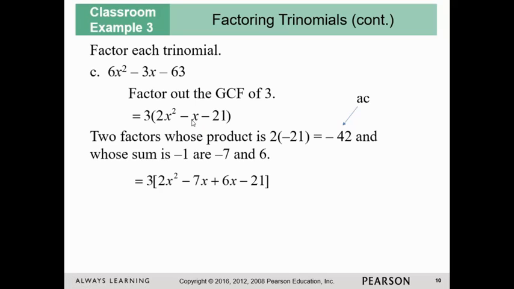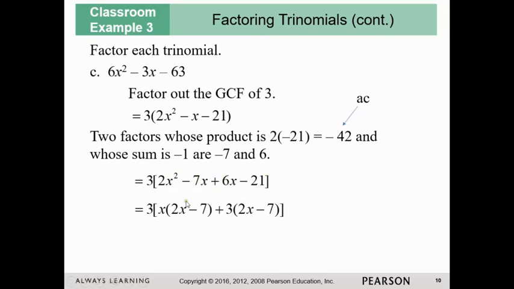So remember, we're using the AC method, so we rewrite the middle term using the factors that we found when we were analyzing AC. Notice negative 7x plus 6x adds up to negative x. We rewrite the middle term. Then we would group this, right? They kind of skipped a step here, but we would group these two things.